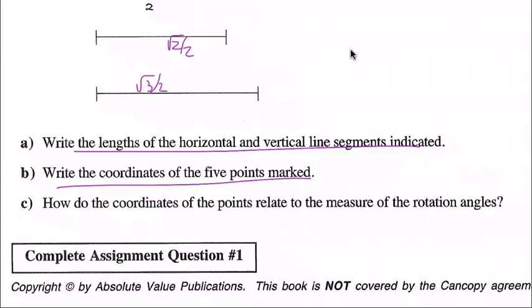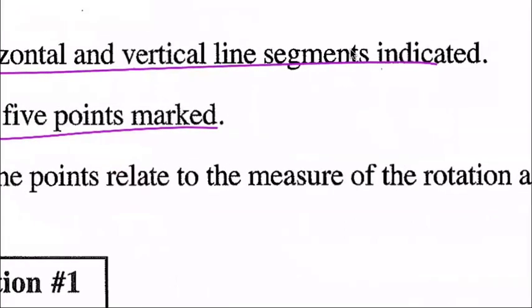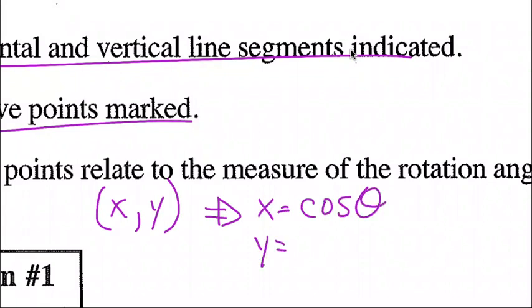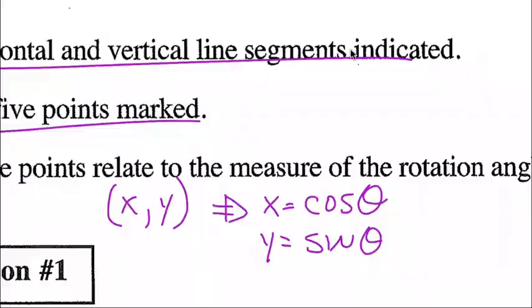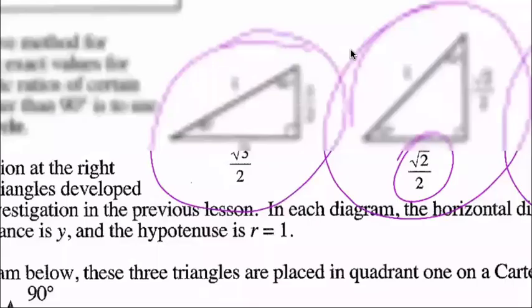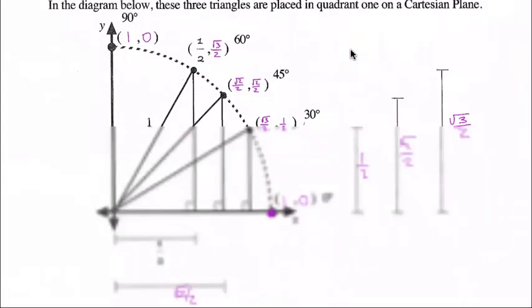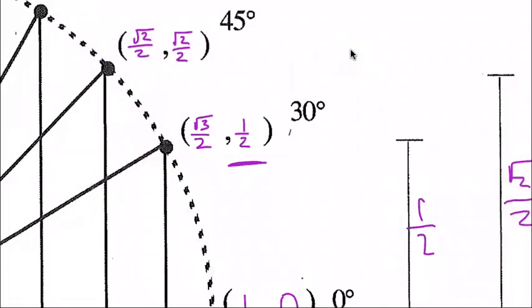The coordinate points relate to the measure of the rotation angle by each coordinate point we know is always x, y. But when we look closer to that, we know that x is equal to cosine theta, and y is equal to sine theta. And we know that because r is equal to 1. So for an example, let's go back up here. For our 30-degree angle, I know that sine is y over r, which is 1/2 over 1. This is our y coordinate of our vertex in our 30-degree triangle. Okay.